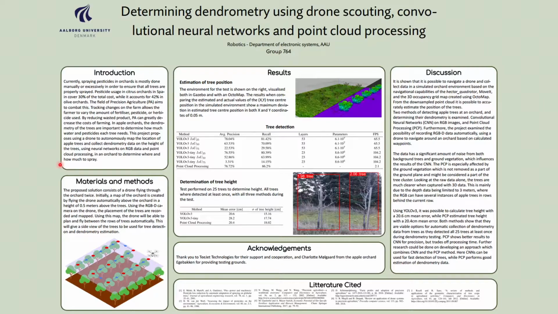The goal of this project was therefore to find a way to automatically find the location of trees in an apple orchard and calculate the dendrometry of the trees. As the project served the function of a proof of concept, we chose to delimit the dendrometry estimation to only the height of the trees. While RGB-based convolutional networks have been used for detection and classification in the field of horticulture, CNNs are not commonly used for collecting dendrometry.